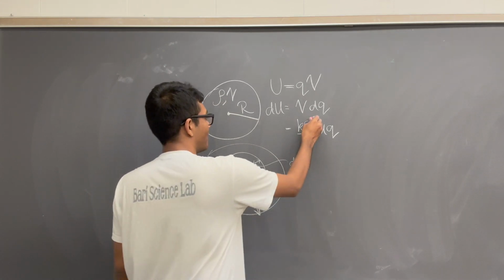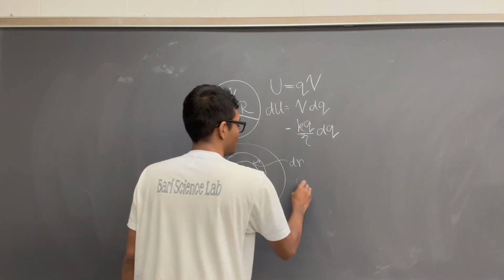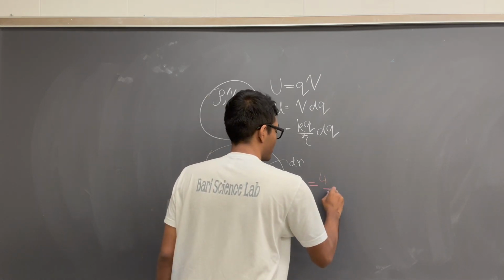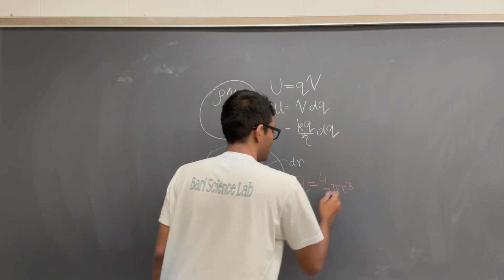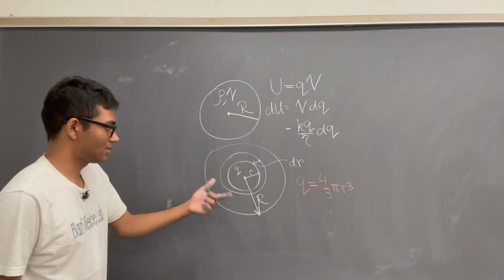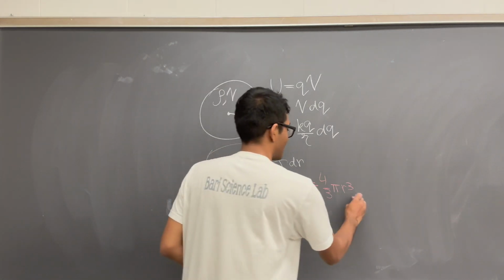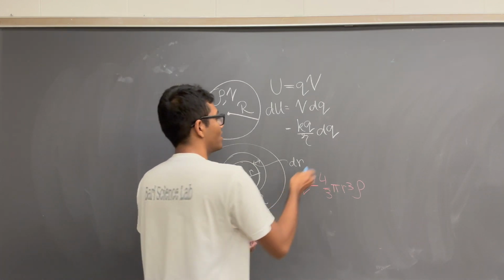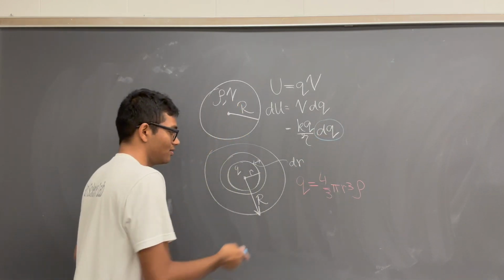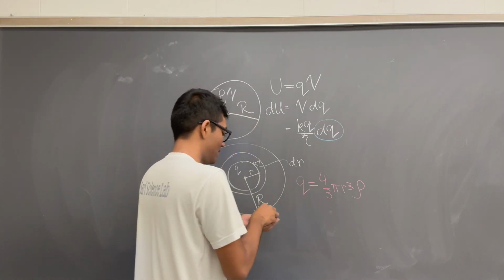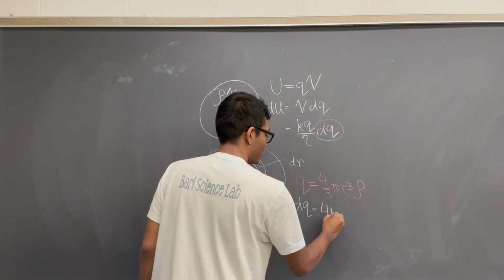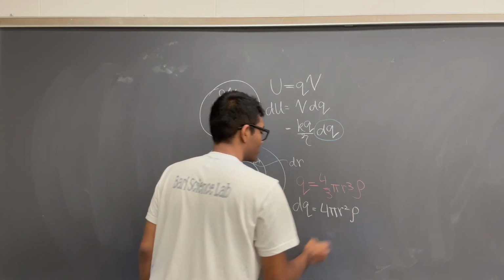So what does that mean? That means we have, first of all, what is Q? Q, the total amount of charge here, is simply the volume of the ball, 4/3 pi r cubed, times the density, the charge density. So that's Q. And what is dq? Well, simply take the derivative here. If I take the derivative, dq is 4 pi r squared rho.